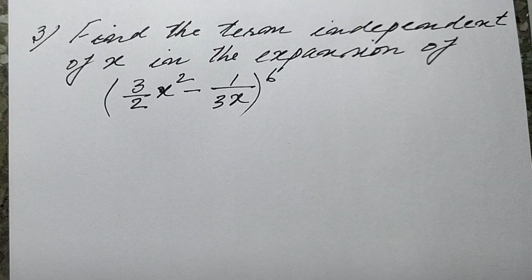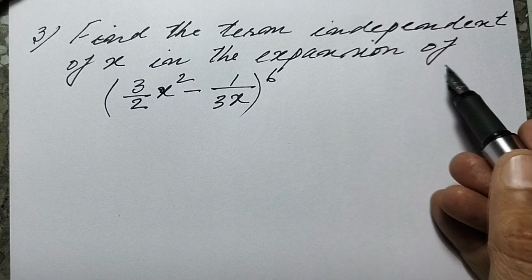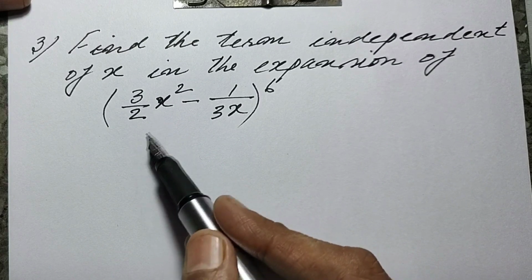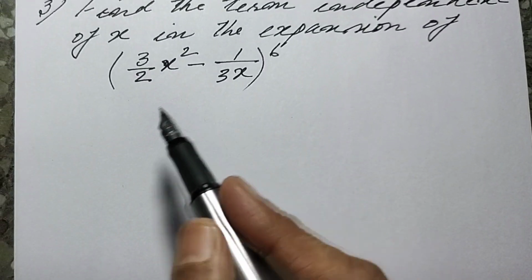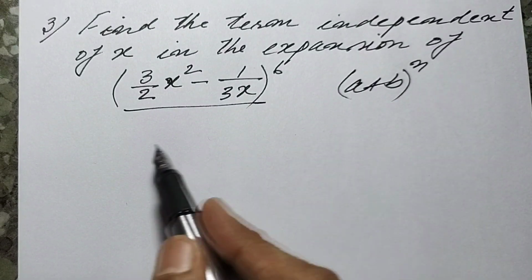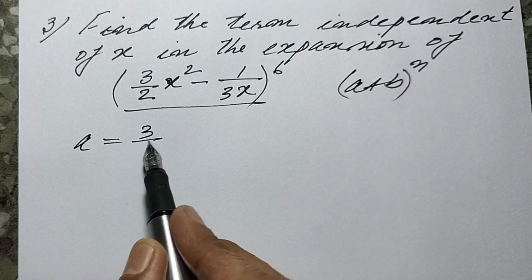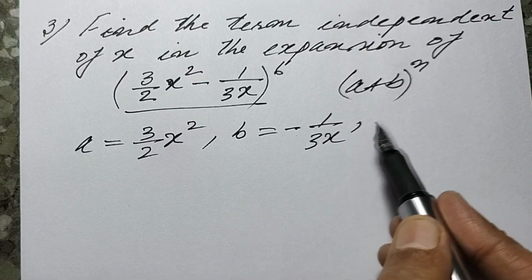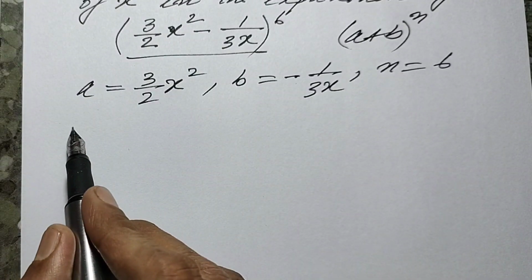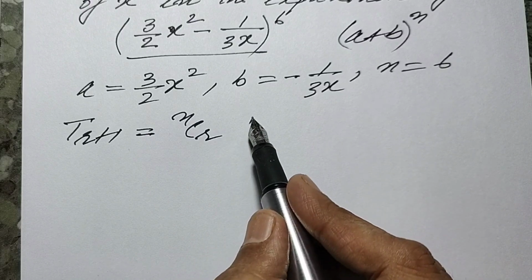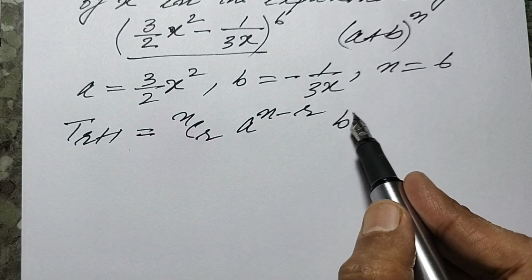The next important type of question based on binomial expansion is find the term independent of x in a given expansion. So we need to find out here the term independent of x in the expansion of (3 upon 2x square minus 1 upon 3x) raised to the power 6. First, we have to compare this expression with (a + b) raised to the power n. So we get a is equal to 3 upon 2x square, b is equal to minus 1 upon 3x, and n is equal to 6. Then we write t(r+1), the identity for t(r+1), that is nCr a raised to the power n minus r, b raised to the power r.